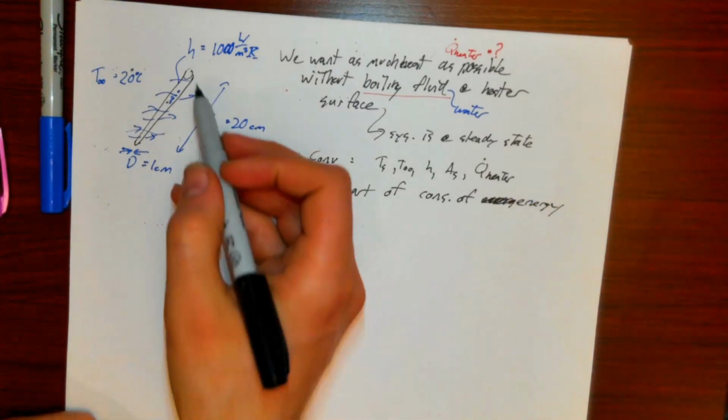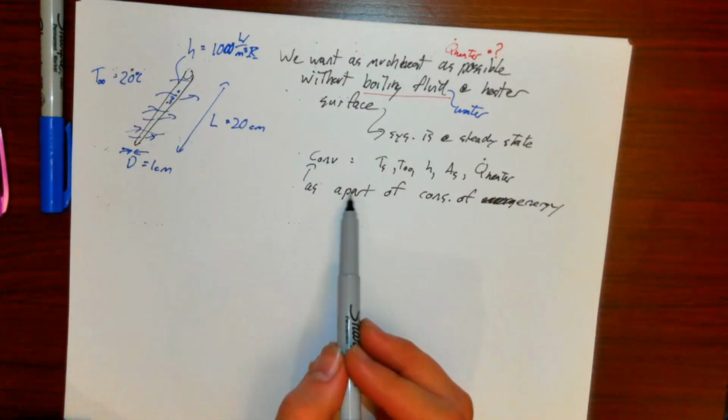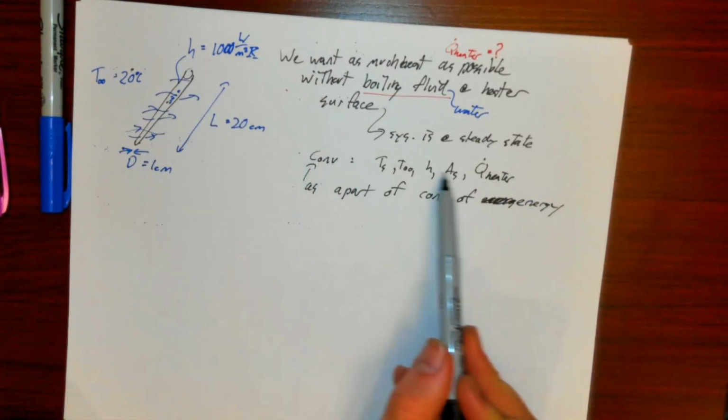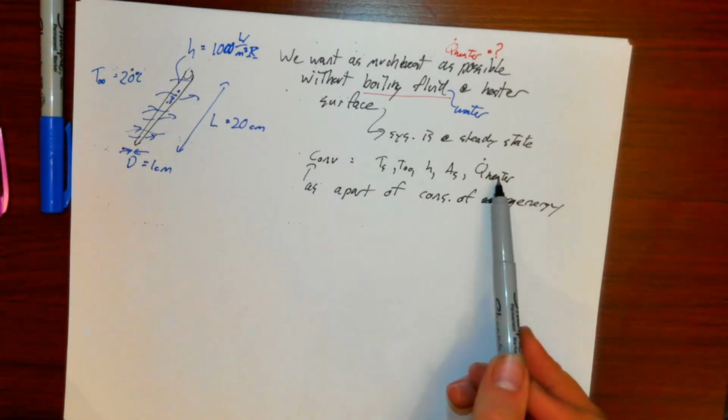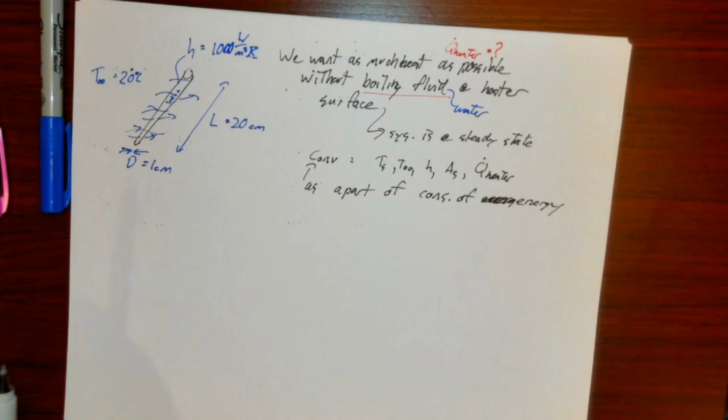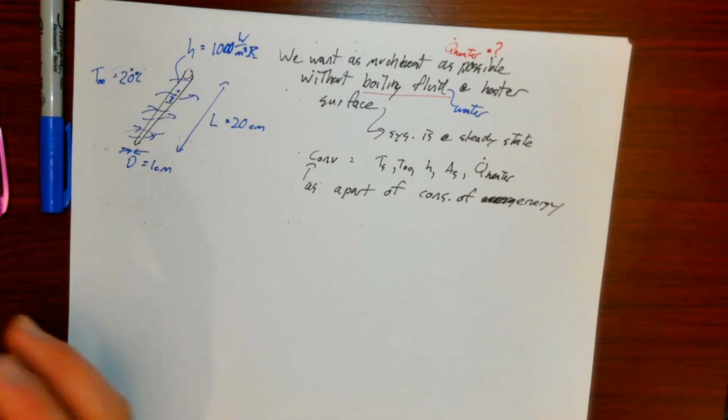So we're going to apply conservation of energy to this system here. Convection will be one of the terms in there, and that's going to relate a lot of these known given parameters to this unknown parameter up here. So this is going to be our problem-solving strategy.